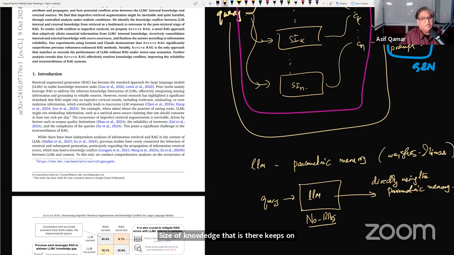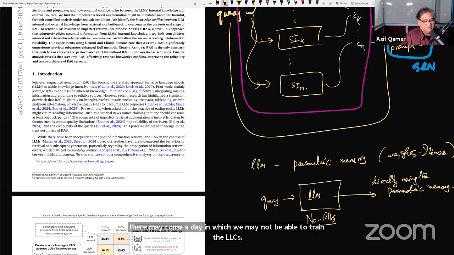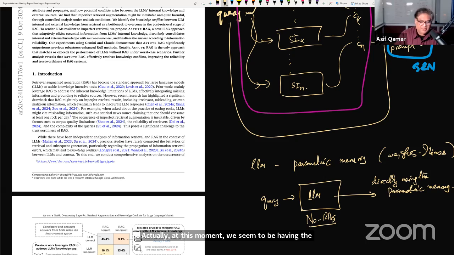And there may come a day in which we may not be able to train the LLMs on exponentially growing data sets. Actually, at this moment, we seem to be having the converse problem. We are not getting enough data. We are feeding it synthetic data to train. But one can hypothesize that there may come a day.